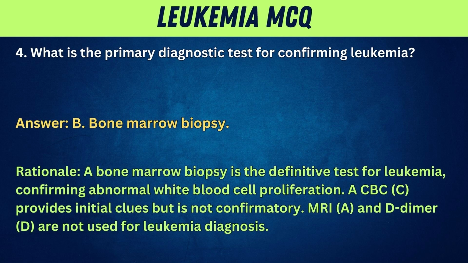Bone marrow biopsy. Rationale: A bone marrow biopsy is the definitive test for leukemia, confirming abnormal white blood cell proliferation. A CBC, C, provides initial clues but is not confirmatory. MRI, A, and D-dimer, D, are not used for leukemia diagnosis.